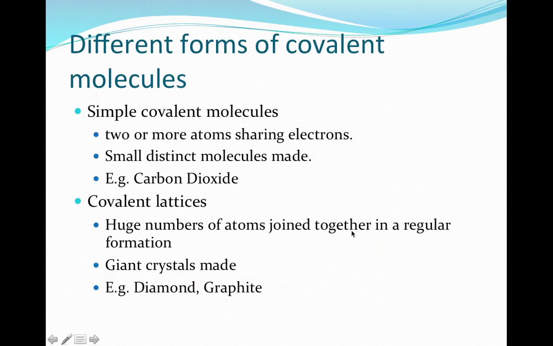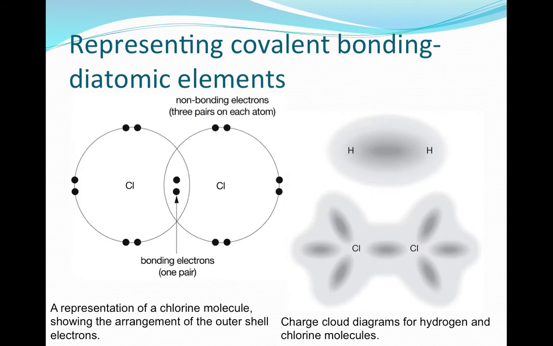Okay, so if we're talking about covalent molecules, we can either get simple ones where we've got two or more atoms, and that's where we get our distinct molecules. We can also get covalent lattices, and we'll look at them later. Okay. So think about chlorine, for instance.